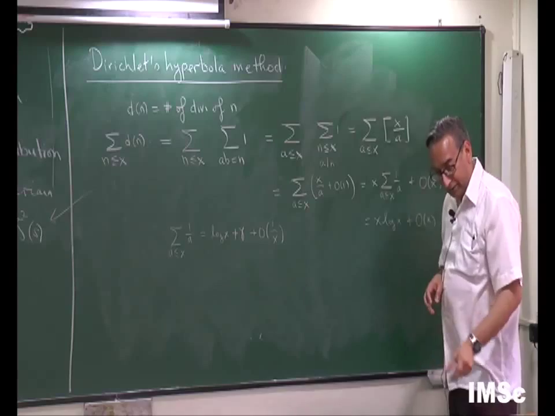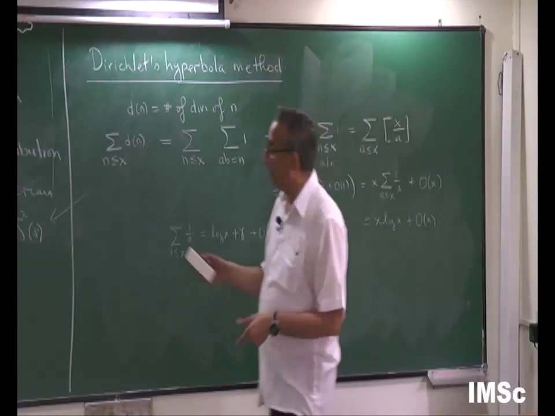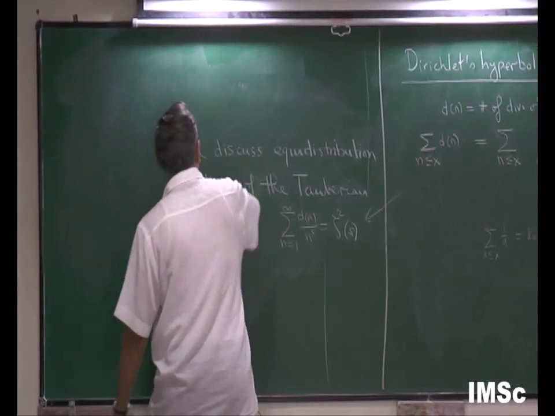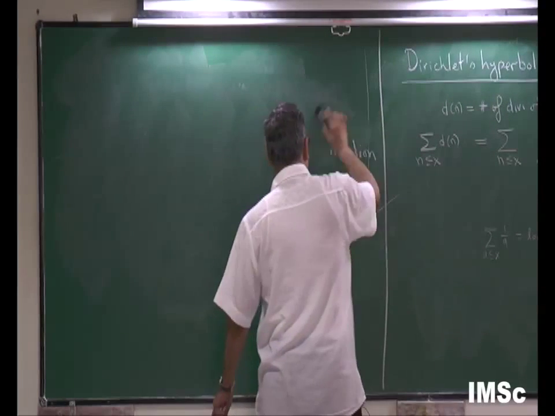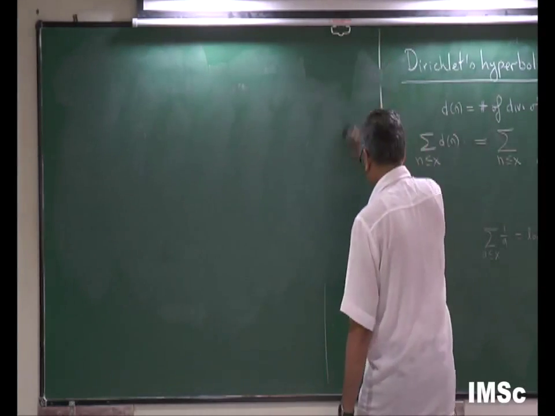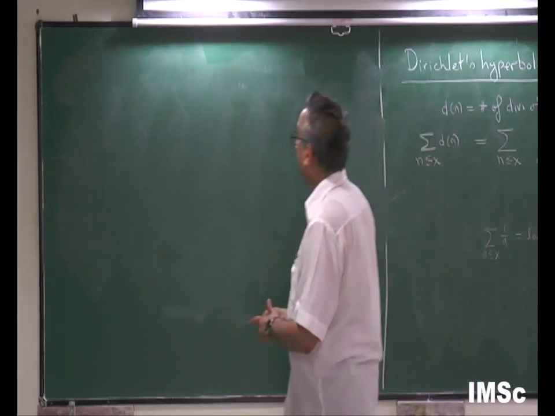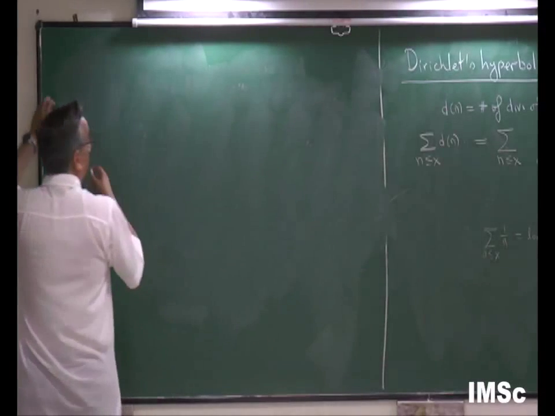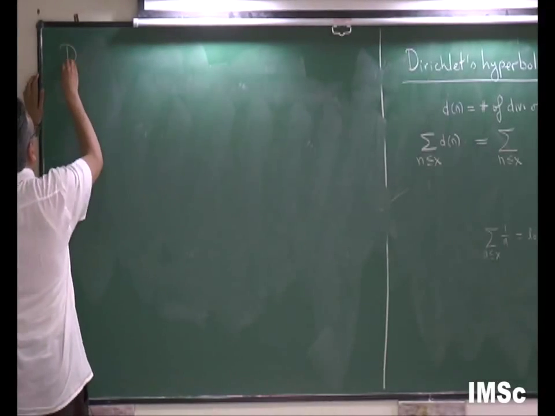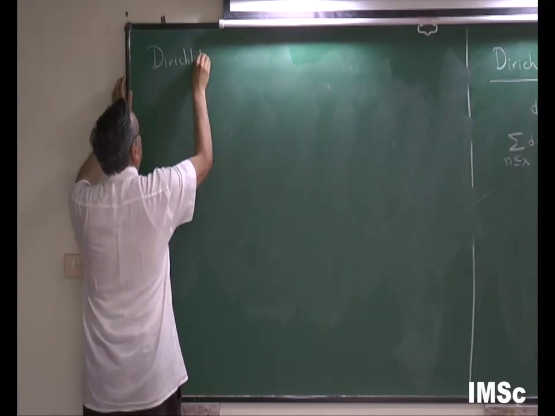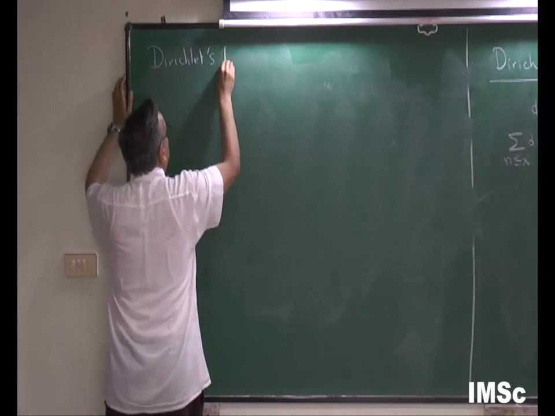But Dirichlet observed that sometimes you can do better than this. It's a very useful method to have. So let me try to explain how this method works. The general theorem is given by this Dirichlet hyperbola method.